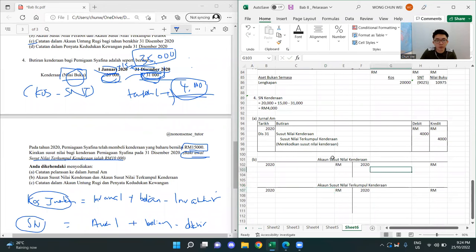Okay. All right. So always debit susut nilai. December 31st, susut nilai terkumpul kenderaan, 4,000 debit, then your credit. But don't forget, I just reminded you guys, there is a baki awal. So you can see the baki BB is always on the credit side for your susut nilai terkumpul, because susut nilai terkumpul is something like a liability. So it's on the credit side. You have to minus off from your asset. So how much is a baki awal? 10,000, so you put 10,000.